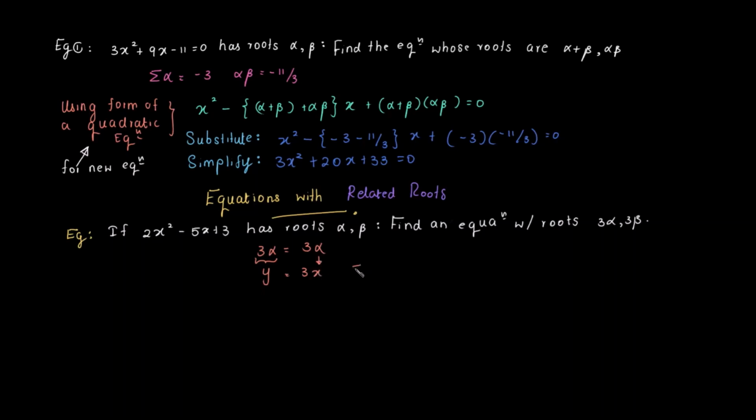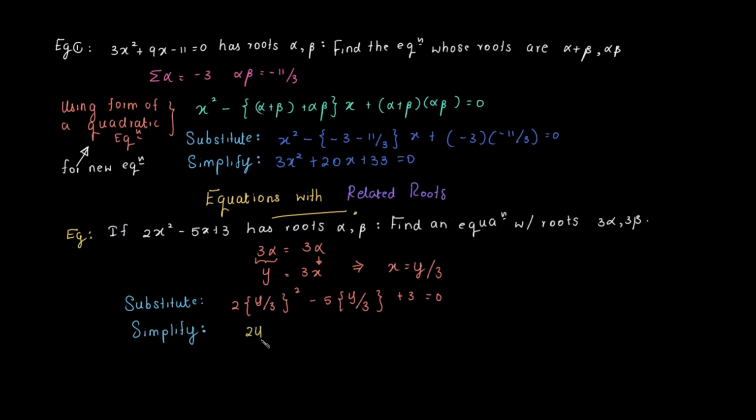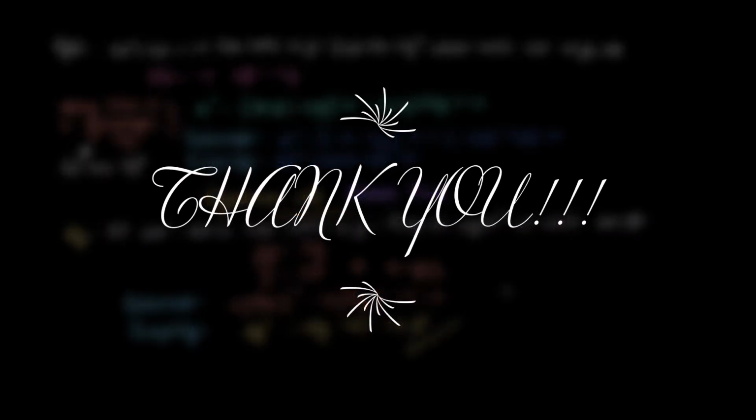That implies that x is equal to y by 3. So now let's substitute for x in the original equation 2x squared minus 5x plus 3 equal to 0, and simplify. That will give you 2y squared minus 15y plus 27 is equal to 0. And that's all for this video. I'll see you in the next one where I'll discuss more questions on roots of polynomials.